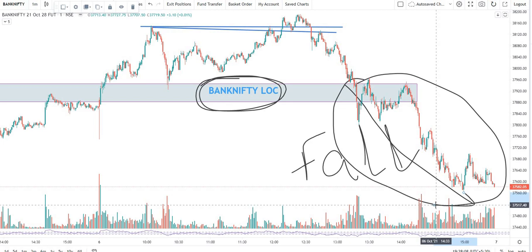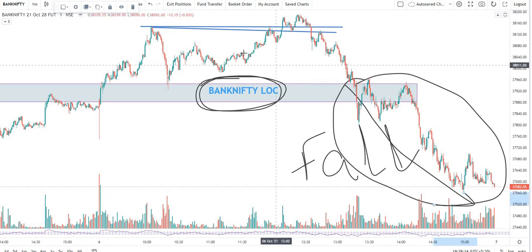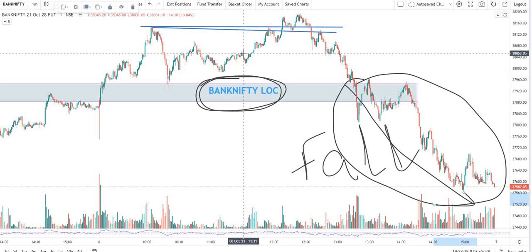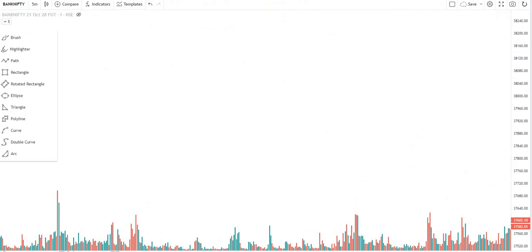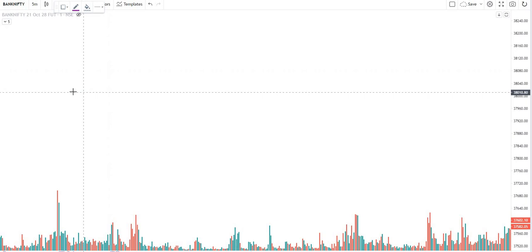Today I am going directly to the point: how to identify this type of pattern, and how to keep watching for this pattern. So directly I am showing you which type of pattern you have to follow.